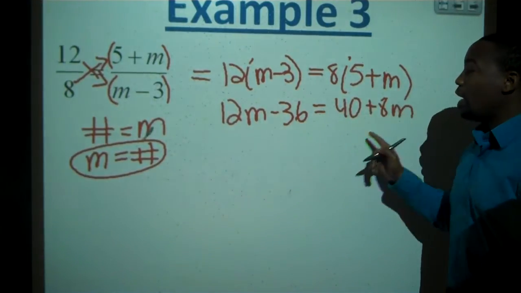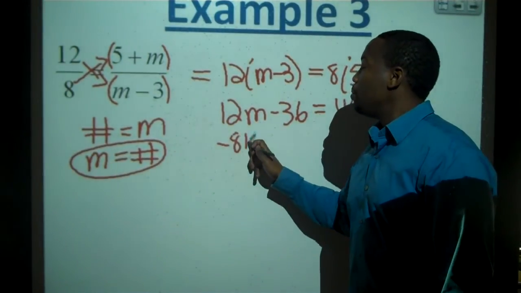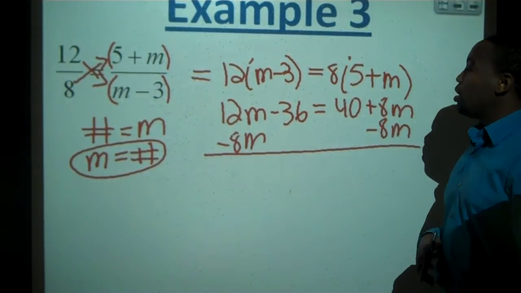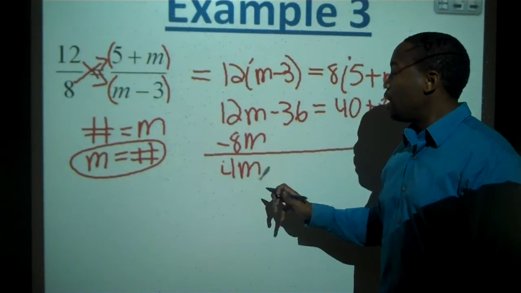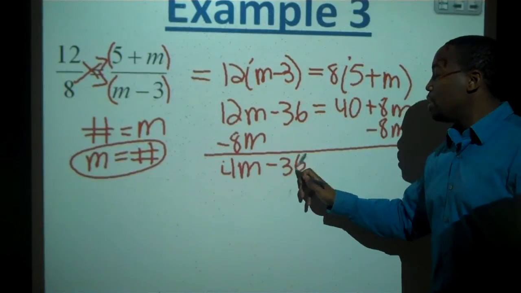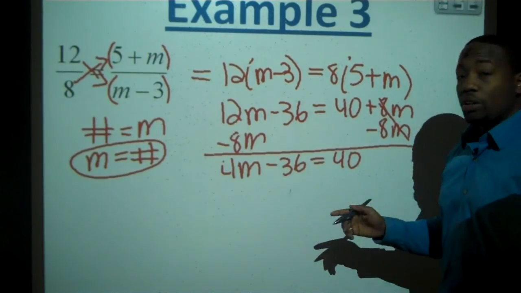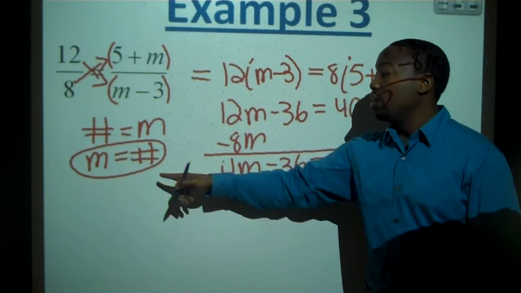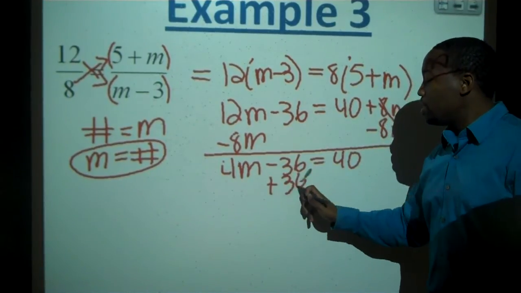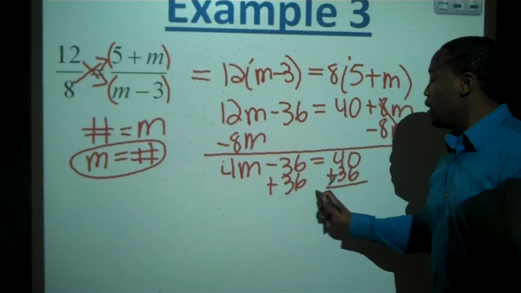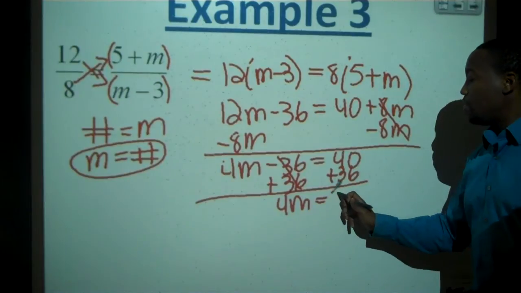So let's bring over 8m on this side. 8m minus here, 8m minus here, right? So now 12m minus 8m is going to give me 4m, right? Bring down my negative 36 and it equals 40. Now this is going to cancel out. Now from here, what I need to do is get my number on this side, right? So I can solve. So I'm going to add 36 on this side, add 36 on this side. And now what I'll receive is 4m is equal to 76.